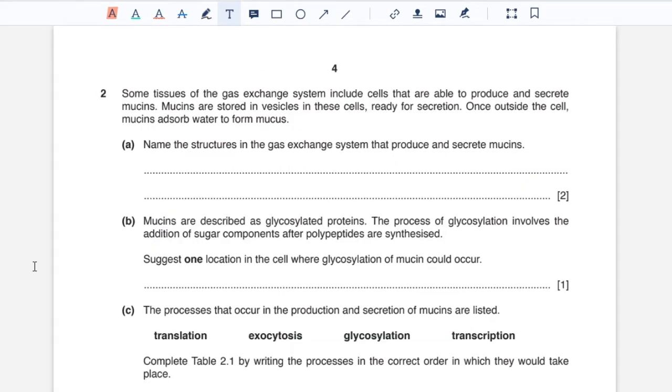2. Some tissues of the gas exchange system include cells that are able to produce and secrete mucins. Mucins are stored in vesicles in these cells, ready for secretion. Once outside the cell, mucins absorb water to form mucus. A. Name the structures in the gas exchange system that produce and secrete mucins. So those would be goblet cells and mucus glands.